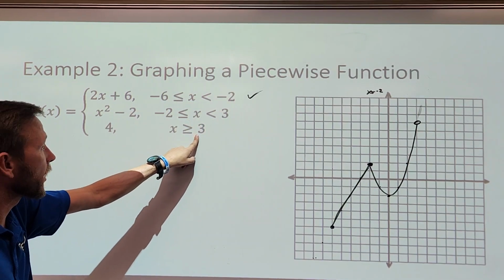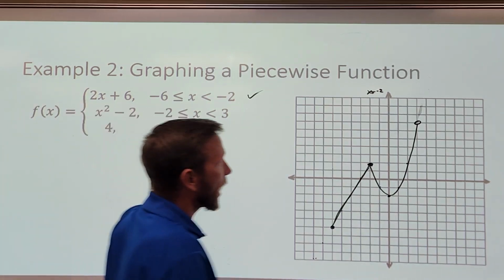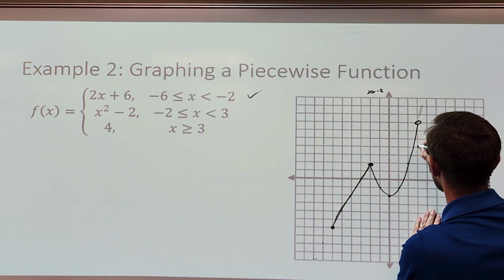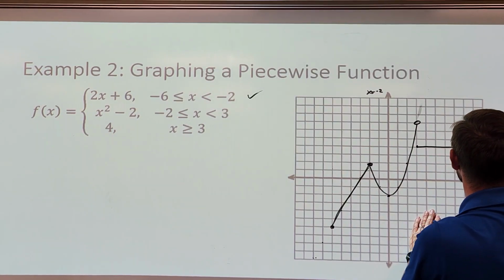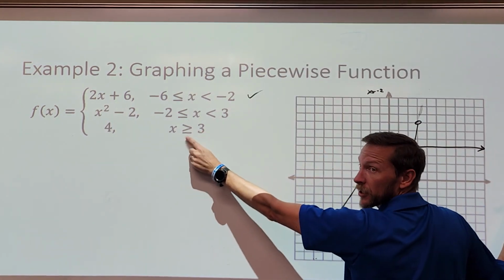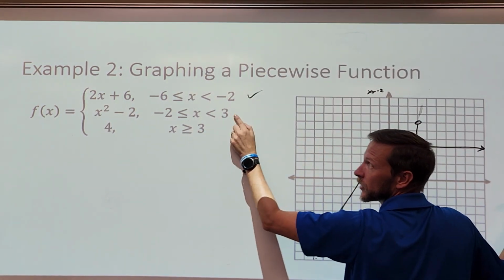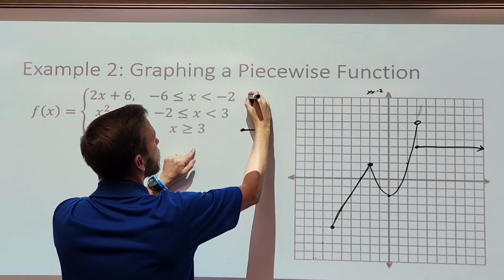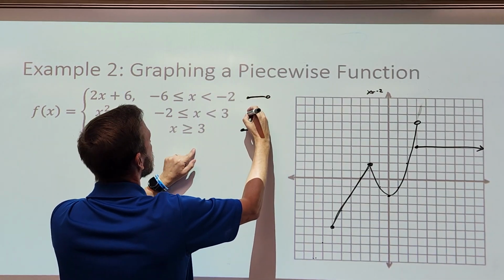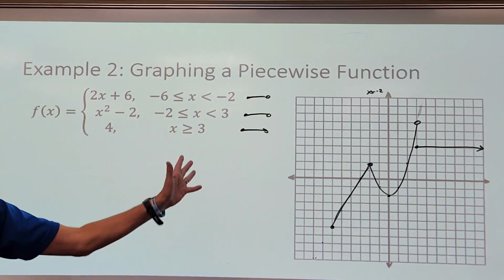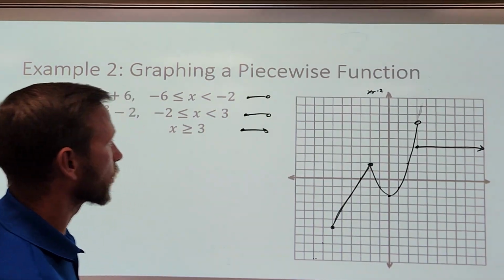X is greater than or equal to 3. So at 3, y is going to equal 4. This is a constant function. We will have a line that looks like that. Filled-in circle on this part, because this is less than or equal to. So we kind of know what the end points of those functions are going to look like, or of those steps of the function.